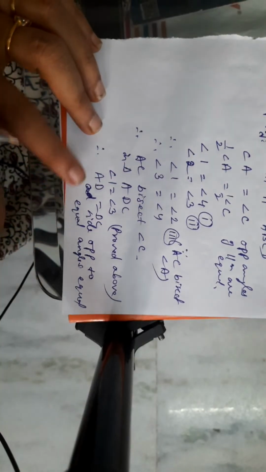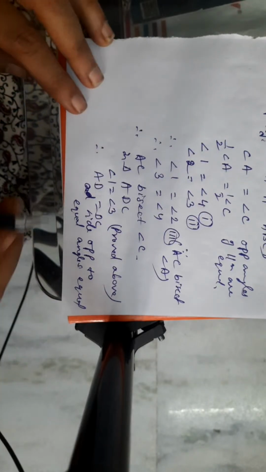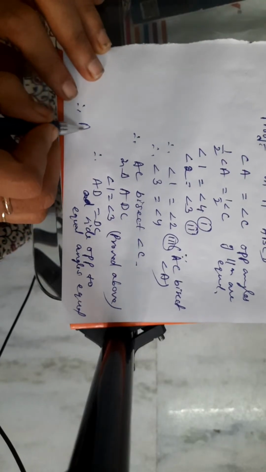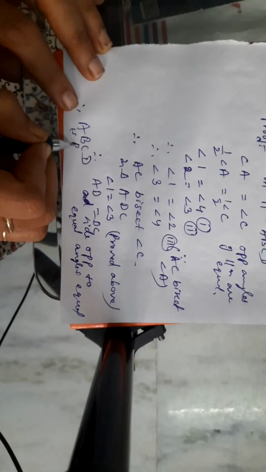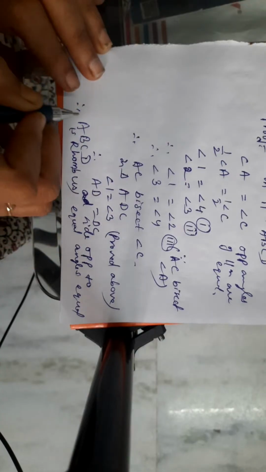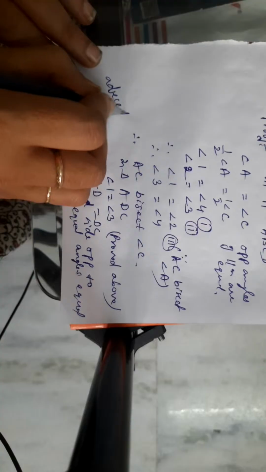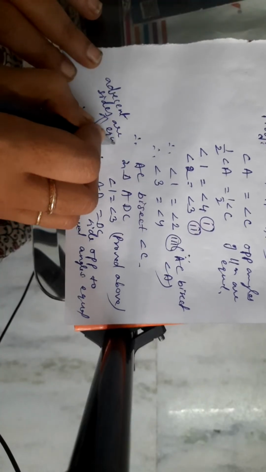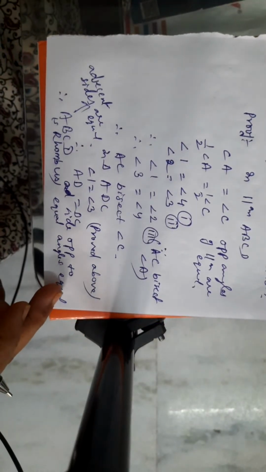So once you made the sides equal, they are nothing but adjacent sides. Therefore, ABCD is a rhombus. So how did we get ABCD to be a rhombus? Here you will write the reason: adjacent sides are equal. So we completed this part. So the third question got completed.